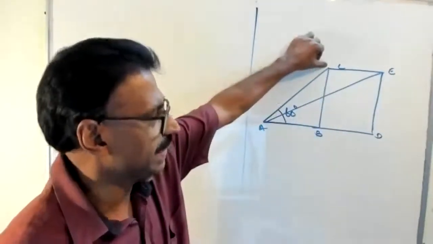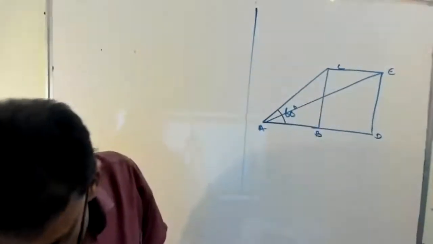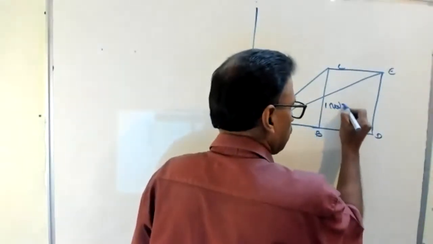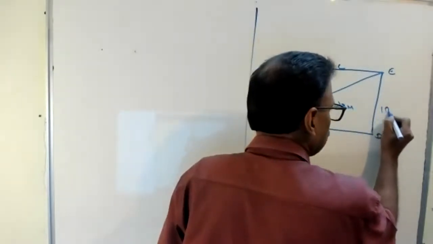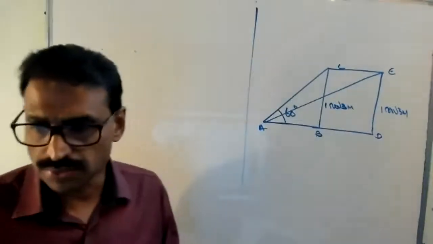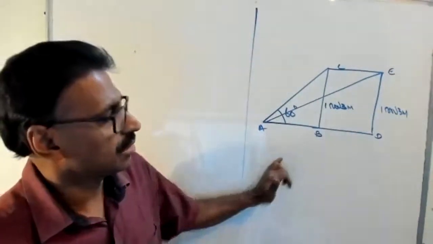Here, listen here. Initially, the flight at C. The height is 1,500 root 3 meter. This also 1,500 root 3 meter. Are you clear now? Question clear? Initially, the flight at C.